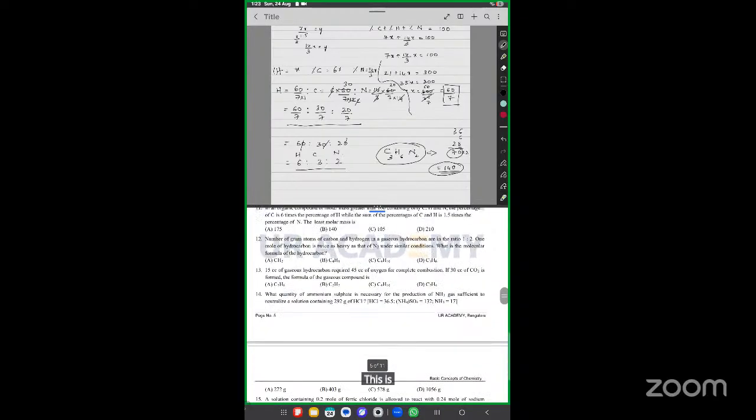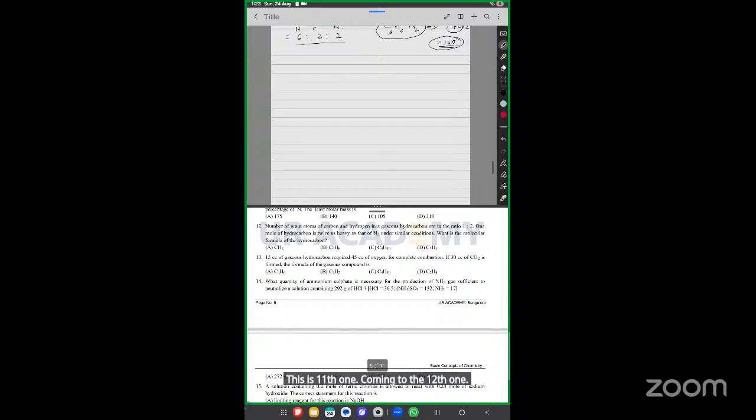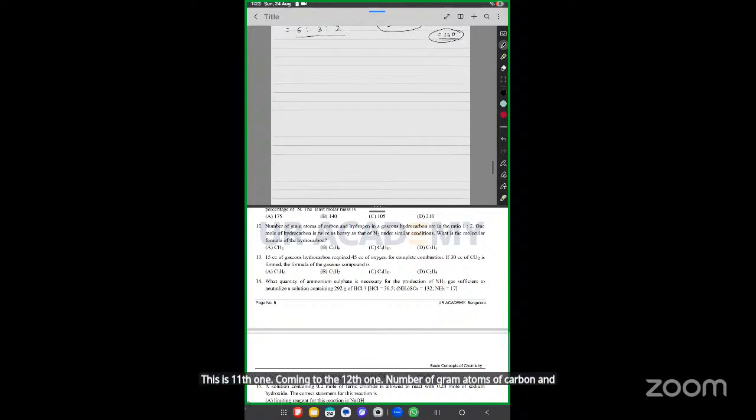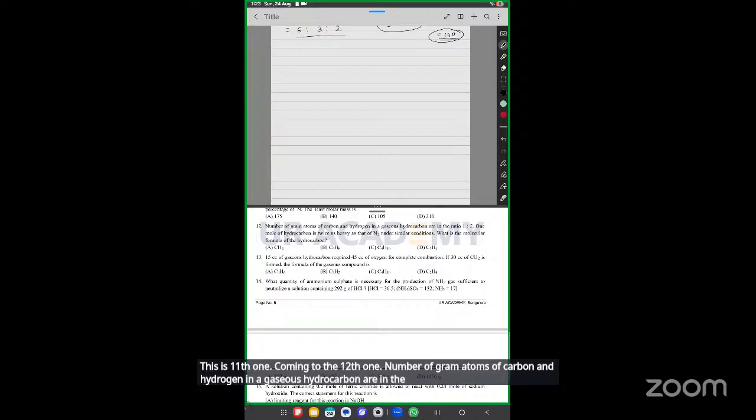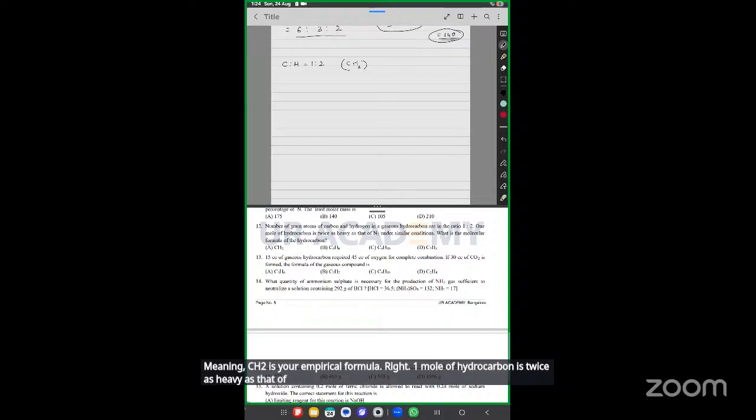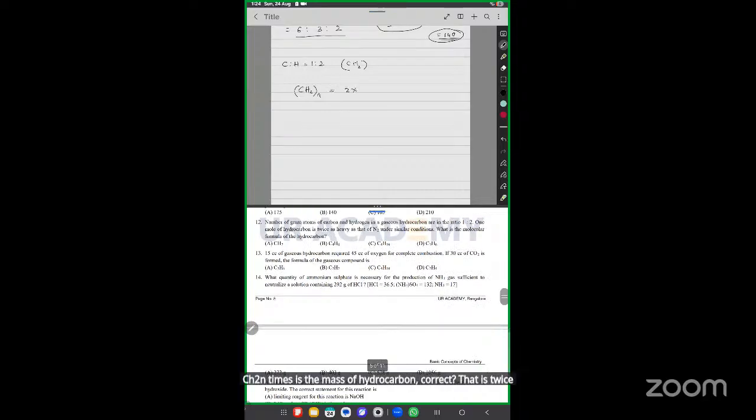This is the 11th one. Coming to the 12th one. Number of gram atoms of carbon and hydrogen in a gaseous hydrocarbon are in the ratio 1:2. So carbon to hydrogen is 1:2, meaning CH2 is your empirical formula. 1 mole of hydrocarbon is twice as heavy as that of N2, meaning twice the mass of nitrogen N2, which is 28, so 56. Is that correct? The molar mass is 56.